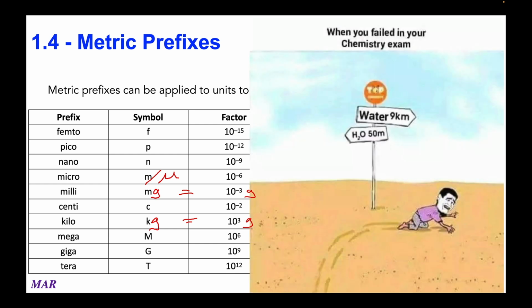Here's this poor person wishing for water, and this person sees a sign, water 9 kilometers or 50 meters. And they're like, oh, well, 9 is less than 50. I'll go for that. But, oh, man, a kilo is 1,000. So 9 kilometers would be 9 times 1,000, 9,000 meters. So it's farther to the water to the right than water to the left, which is only 50 meters. So it's kind of silly, but you get the idea. Metric prefixes might save your life one day.